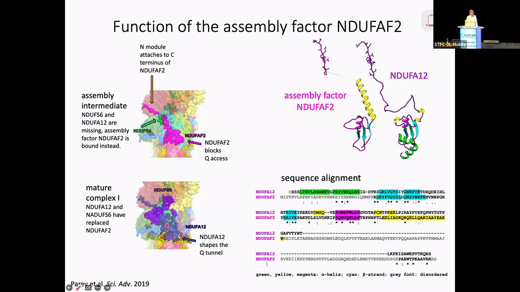So we think actually that the secret is in the two helices at the bottom, which in the A12 subunit form the tunnel for the substrate ubiquinone. And also there's some very highly ordered lipids bound to the mature complex 1. So probably the function of this AF2 is to prevent binding of ubiquinone while the N module is still not completely formed.